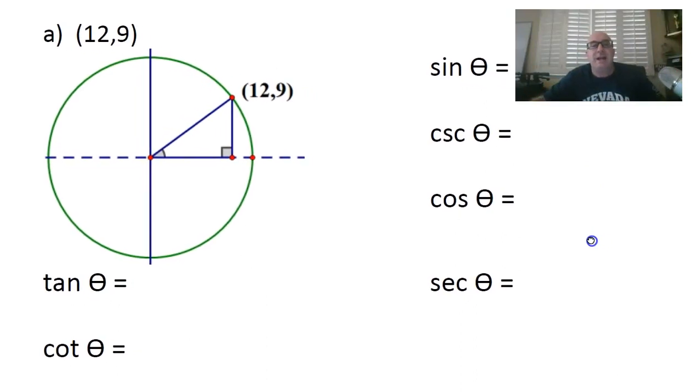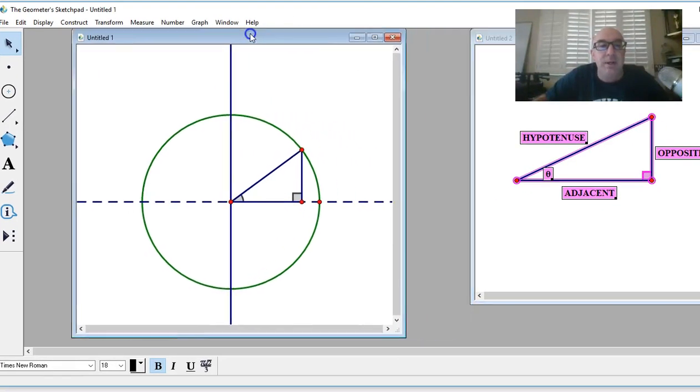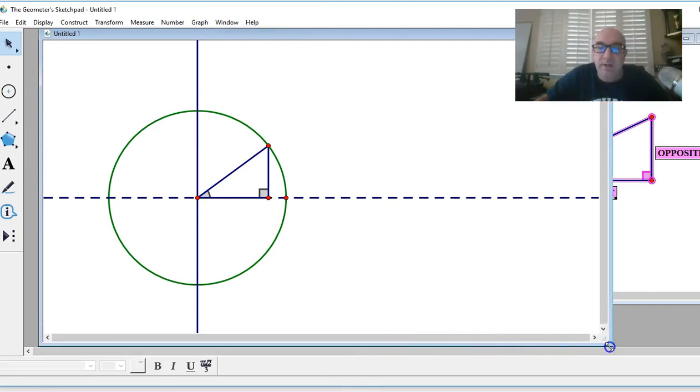Now this one isn't exactly the same as the one on your worksheet, but here they're going to provide us a point. Now, what I want you to recognize is the 12 is the X value. Ding, ding, ding, that's adjacent. And the 9 is the Y value, which is our opposite value. Now what's missing when I give a coordinate, of course, is always the hypotenuse, or our radius. So we can do a little solving here.